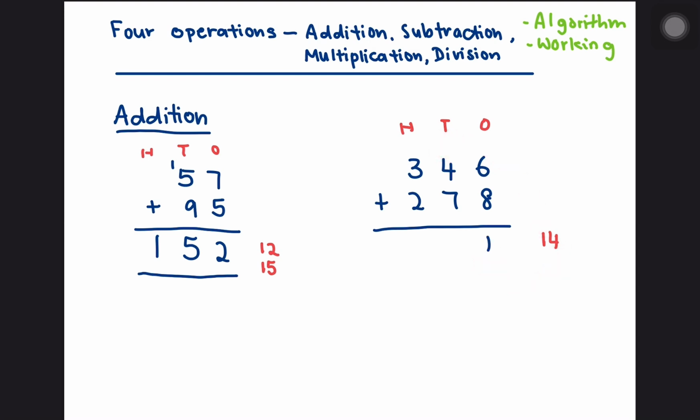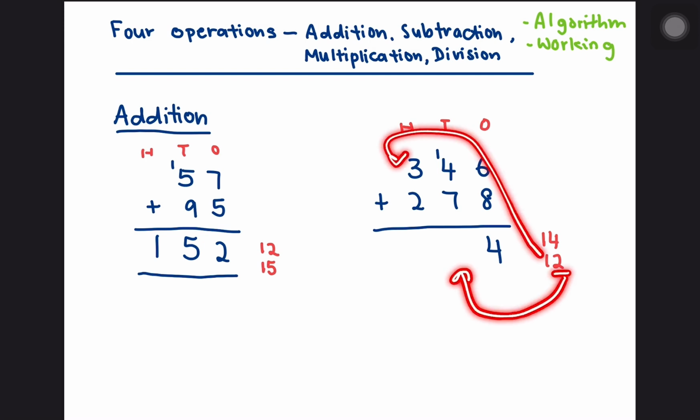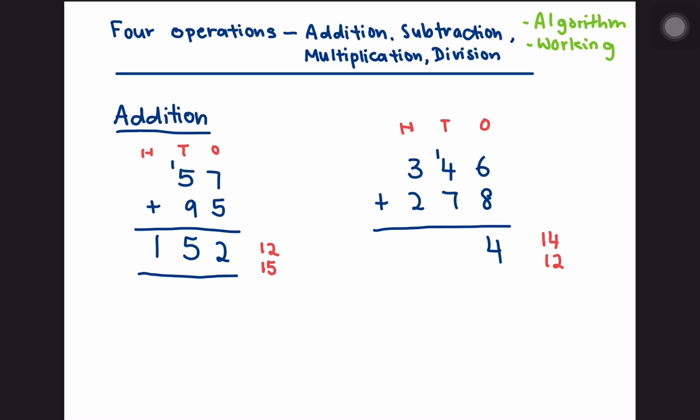So I'll leave the 4 behind. We regroup the 1 to the tens place. Next, we add the tens place. So 7 plus 4 is 11. 11 plus 1 little friend is 12. So same thing, we will leave the 2 behind and we regroup the 1 to the hundreds place. And lastly, we will add our hundreds place, which is 3 plus 2 is 5. 5 plus 1 little friend is 6. So we should get 624.